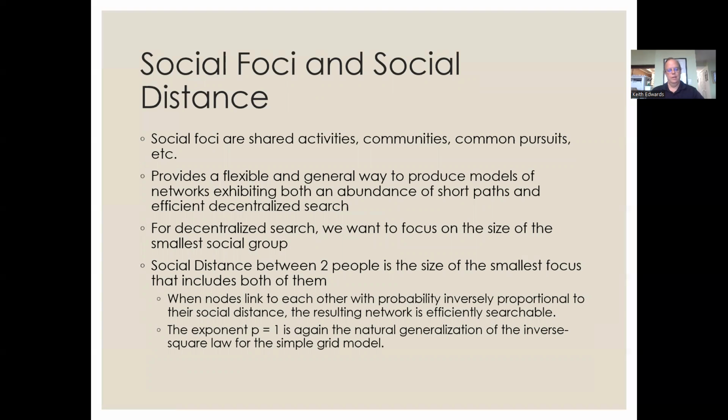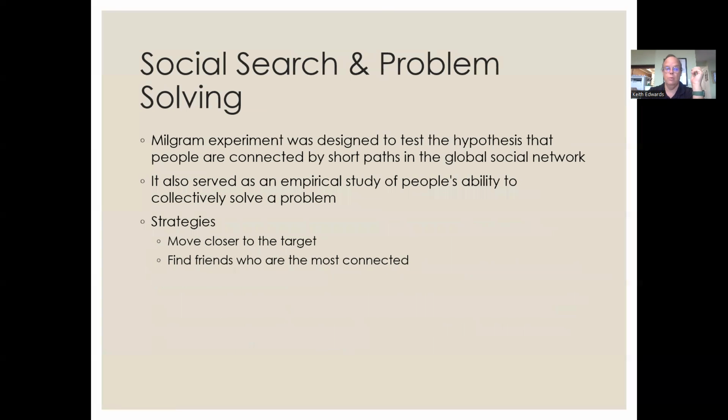So another reason that social search is efficient is due to social foci, and these are the shared activities, communities, common pursuits, things like our karate club that we introduced way back in chapter 1. And these provide a flexible and general way to produce models that exhibit an abundance of short paths and efficient decentralized search. So what we want to do is focus on the size of the smallest focus. The social distance between two people is the size of the smallest focus that includes both of them. When nodes link to each other with probability inversely proportional to that social distance, the resulting network is efficiently searchable. And again, exponent p equal to 1 is the natural generalization of that inverse square law for the simple grid model.